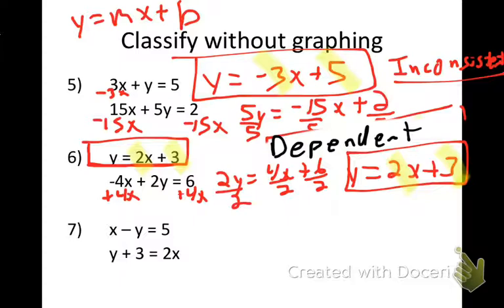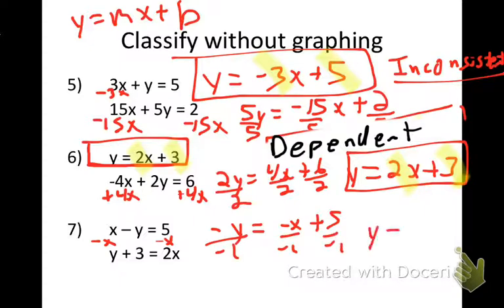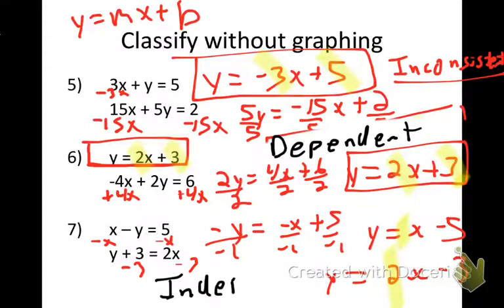And then number 7, x minus y equals 5. Again, I need to solve for y. So I'm going to subtract x on both sides, giving me negative y, don't forget that negative. Negative y equals negative x plus 5. Divide by negative 1, and I get y equals x minus 5. Second equation here, I need to subtract 3, giving me y equals 2x minus 3. From here I have my two equations. Look at my slopes. My slopes are different. I have a slope of 1, and a slope of 2. Slopes are different. No need to look at the y-intercepts. This would be an independent solution.